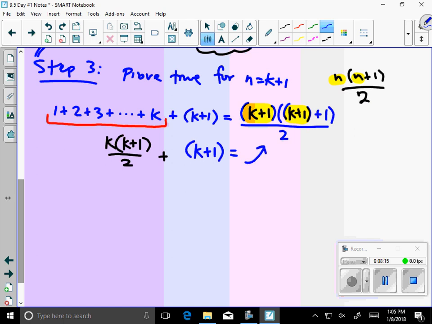Now, the thing about math induction is you can't work both sides of the equation at the same time. This is a proof, folks. You can't manipulate both at the same time. You can only work on one or the other. I always work on the left side, make it look like the right.